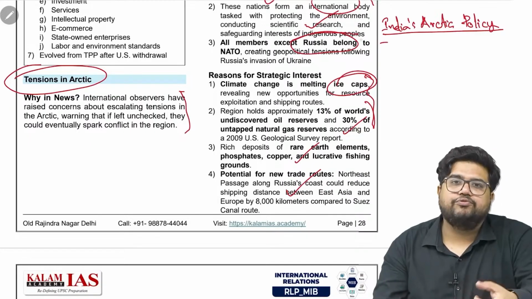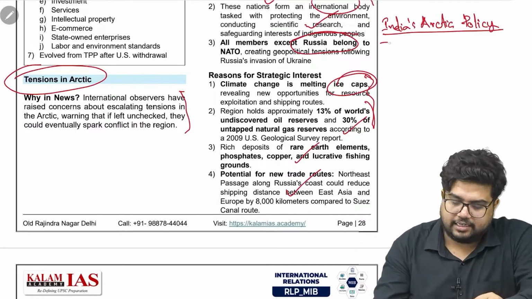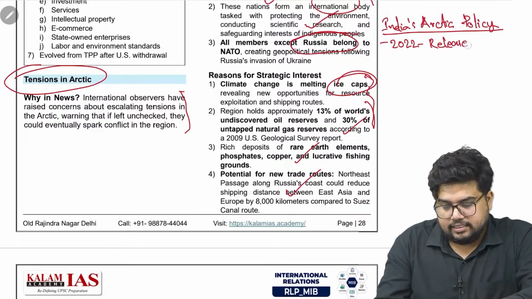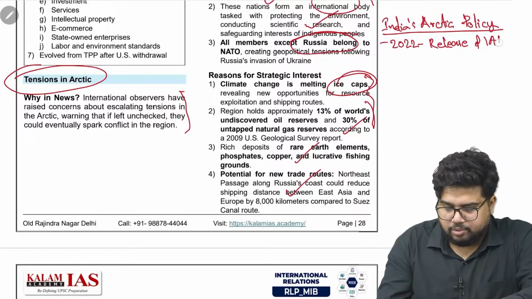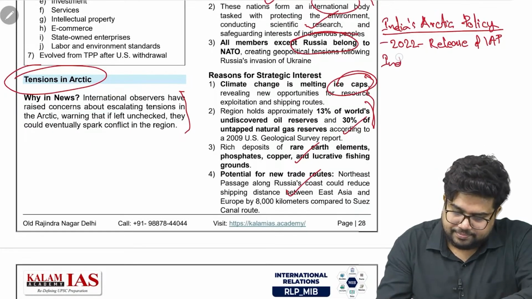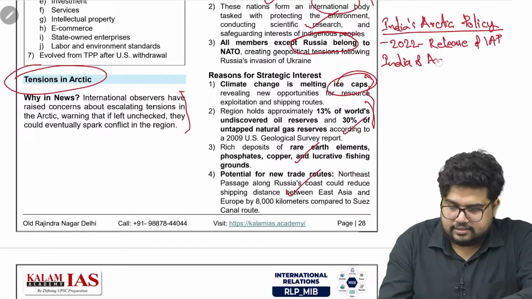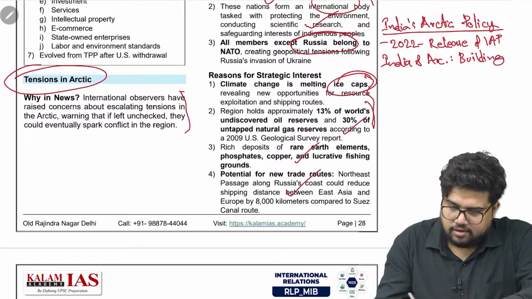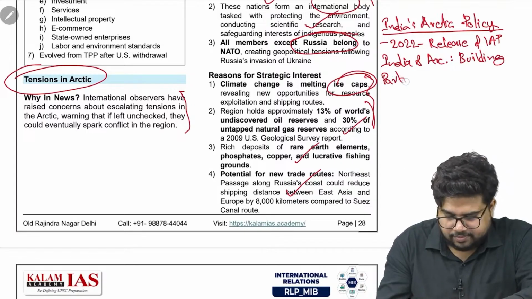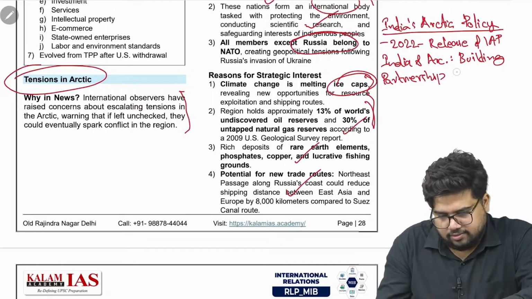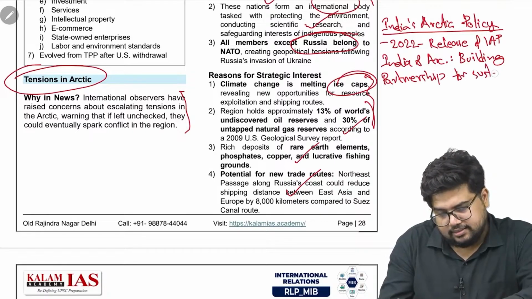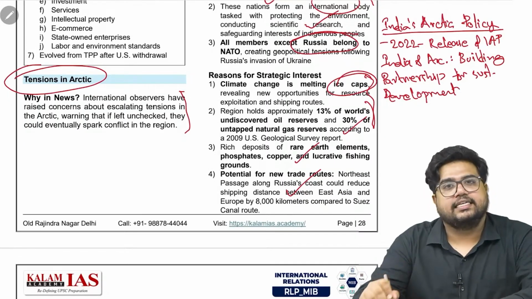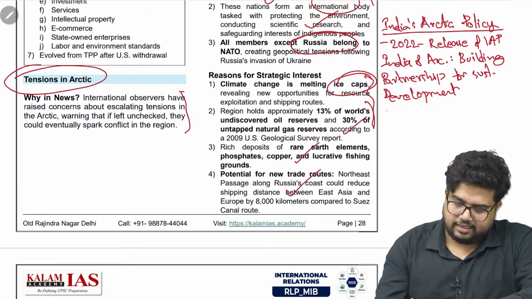The formal announcement of India's Arctic policy happened in 2022 with the release of the Indian Arctic policy document, which is called India and Arctic: Building Partnership for Sustainable Development. So this gave a lot of clarity, a sense of direction on what India is exactly looking for in the Arctic.